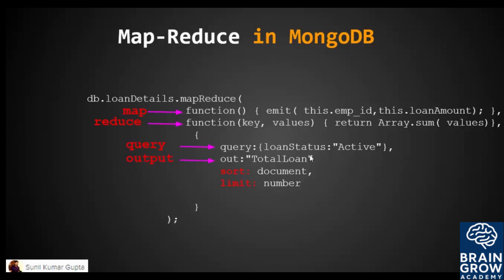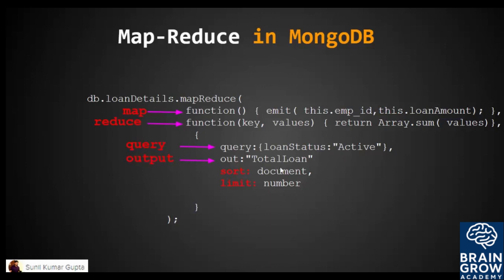So it will have a collection. Okay, and query specifies the optional selection criteria for selecting documents. So we are selecting a document based on the criteria active, and then sort specifies the optional sort criteria that you can provide with this, and limit specifies the optional maximum number of documents to be returned. So this way you can use the MapReduce function.